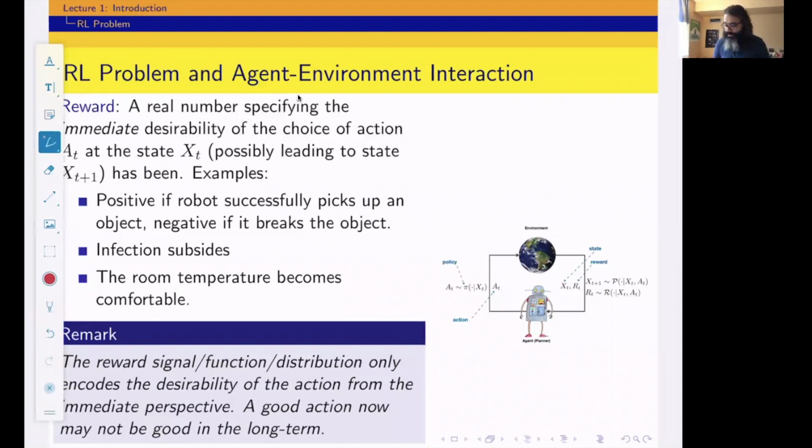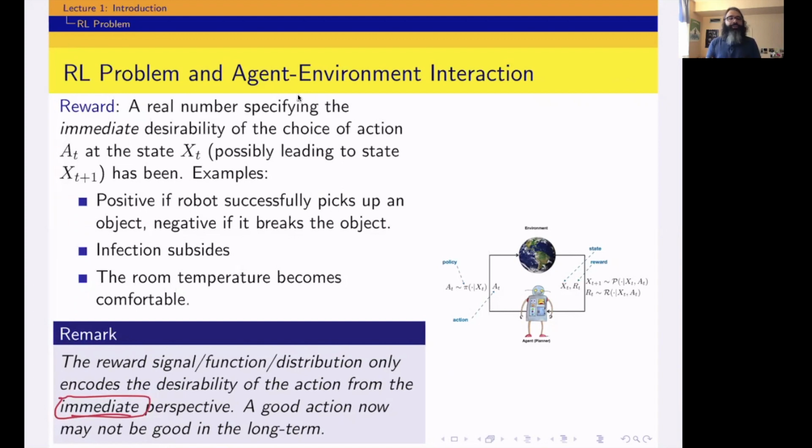So one remark that is important here is that reward essentially encodes how desirable or valuable a certain action at that state has been, just based on the immediate consideration. So at that moment, whether it is good or not, but it doesn't necessarily mean how desirable that action or state is from the long-term perspective. So what would be an example? For example, if I eat a cake, well, that's tasty, so that's desirable. But if my goal is to lose weight, that's not a good action in the long term.